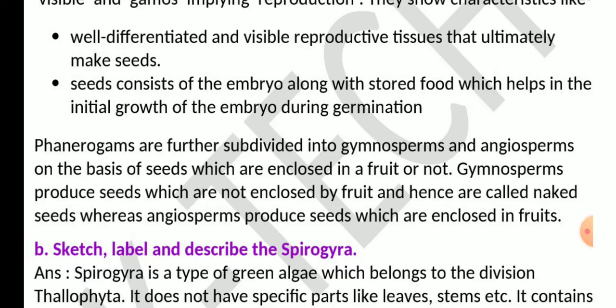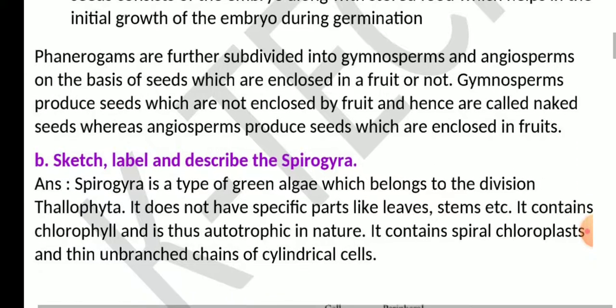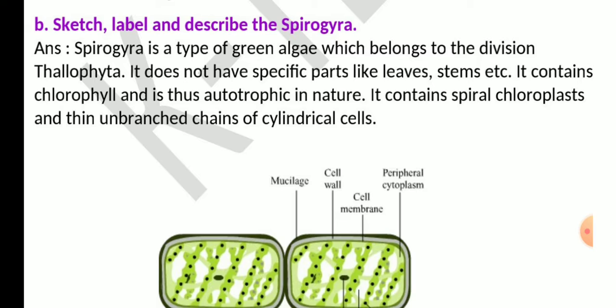Phanerogams are further subdivided into gymnosperms and angiosperms on the basis of whether seeds are enclosed in a fruit or not. Gymnosperm produce seeds which are not enclosed by fruit, hence are called naked seeds, whereas angiosperm produce seeds which are enclosed in the fruits. So these were the characteristics of subkingdom phanerogams. Understood, children? Good. The next question is sketch, label and describe the Spirogyra.